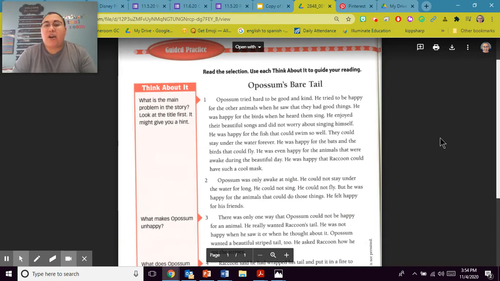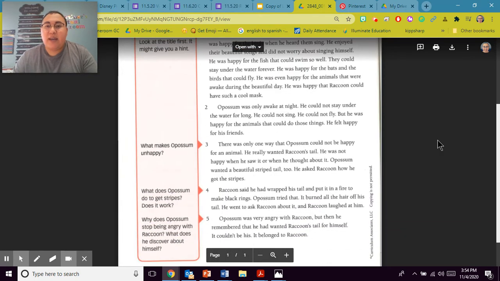So, Possum tried hard to be good and kind. He tried to be happy for the other animals when he saw that they had good things. He was happy for the birds when he heard them sing. He enjoyed their beautiful songs and did not worry about singing himself. He was happy for the fish that could swim so well. They could stay underwater forever. He was happy for the bats and the birds that could fly. He was even happy for the animals that were awake during the beautiful day.